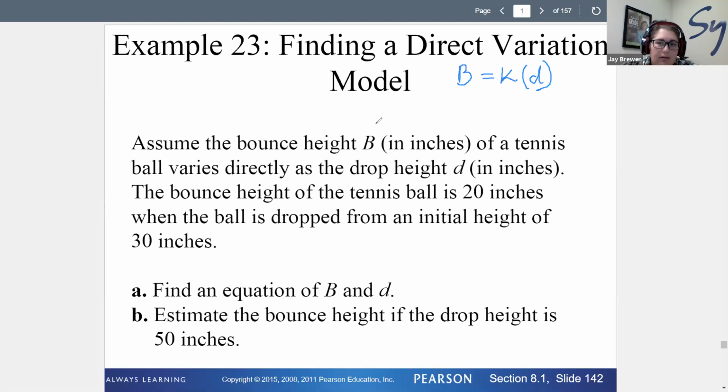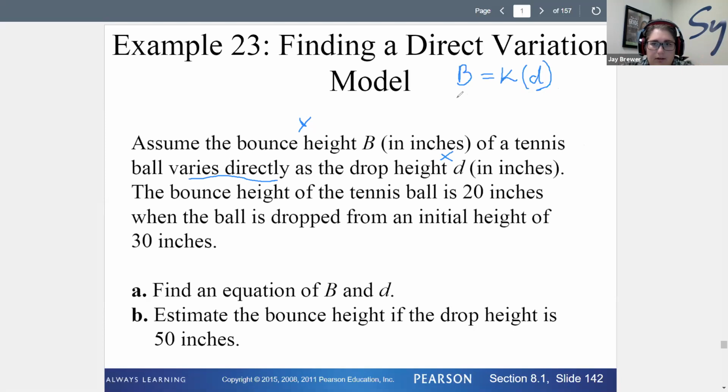This is how you want to read it. It always goes y varies directly with x. Okay. Don't ask me why that is. Some old dead white guys decided it, but that's just the way it works. Okay. If you try to do it any other way, you're going to end up with the wrong answer.